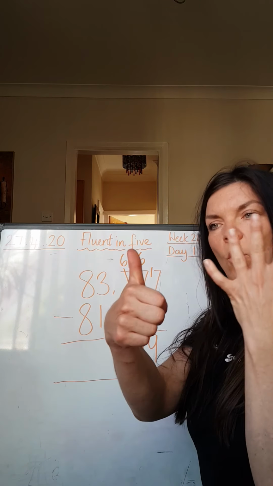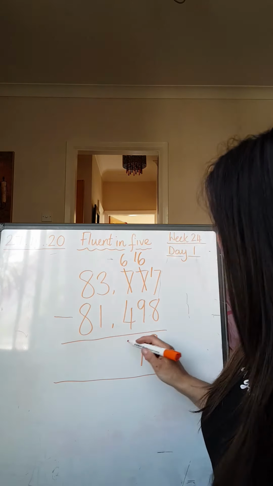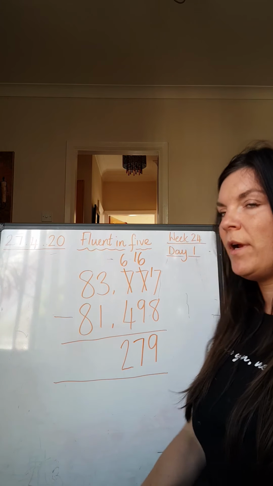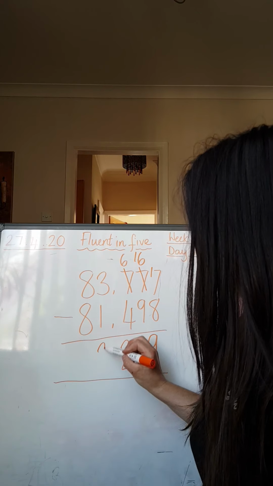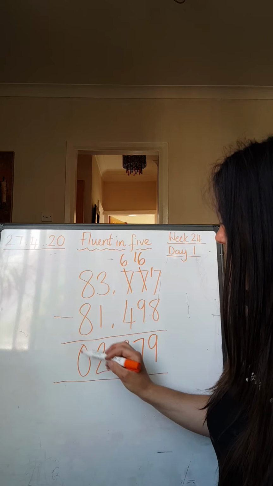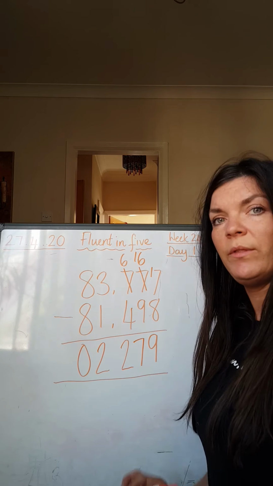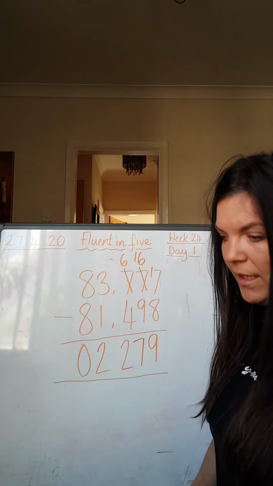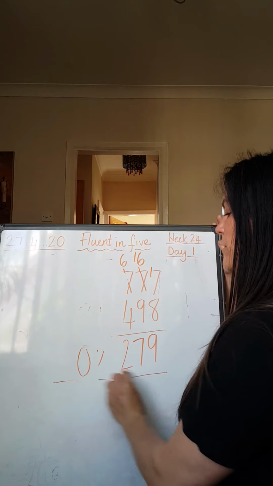6 take away 4. I can do that. There's more on the top. So if I take away 4, I've got 2 left. 3 take away 1. I can do that. So I'd have 2 left. And 8 take away 8 would leave me with 0. So I don't really need that 0 there to know that the number is 2,279. That's the answer to question number 3. 2,279.